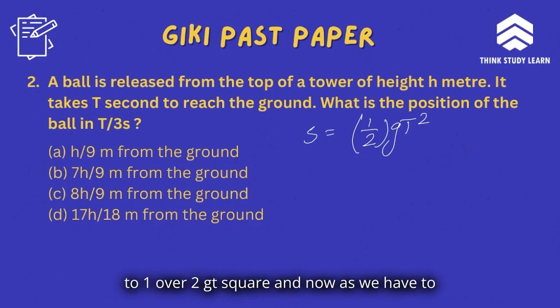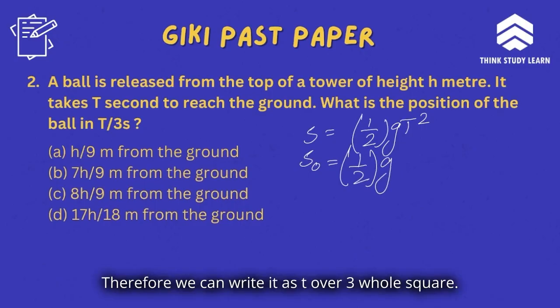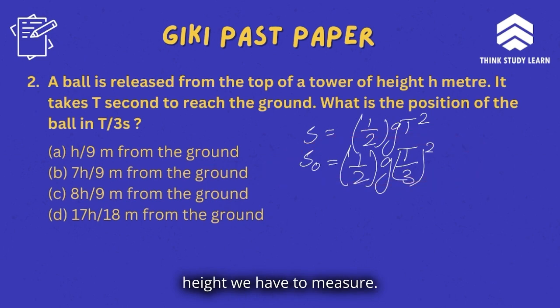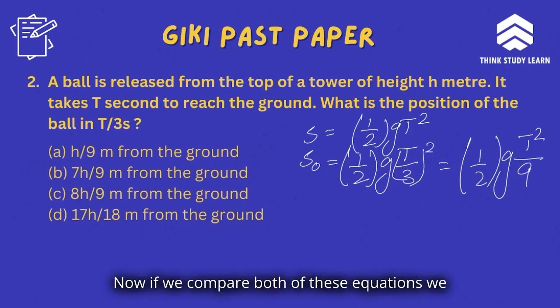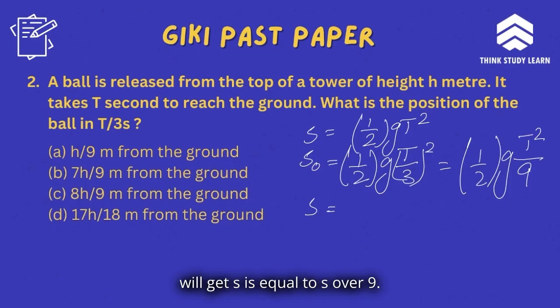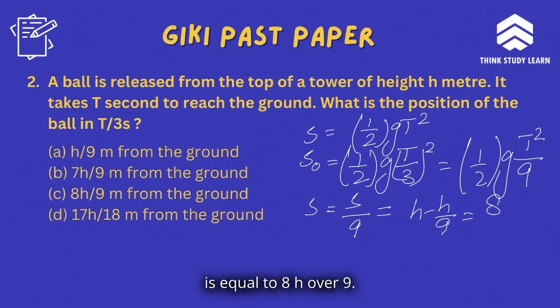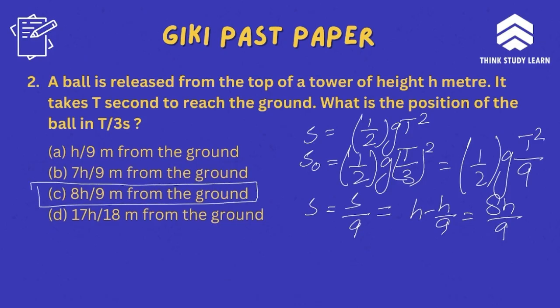And now as we have to calculate the distance when time was t over 3, we can write it as t over 3 whole squared. This was the height before and this was the height we have to measure. We can write it as 1 over 2 g t squared over 9. Now if we compare both of these equations, we will get S is equal to S over 9. So we can write it as h minus h over 9, which is equal to 8h over 9. Therefore, option C is the correct answer.